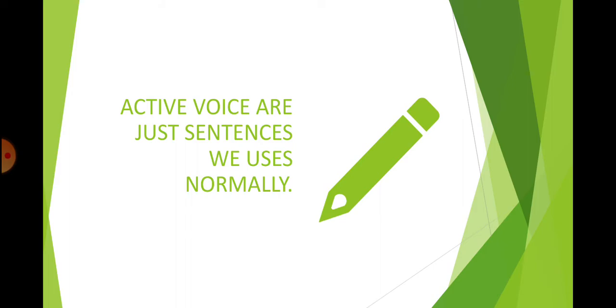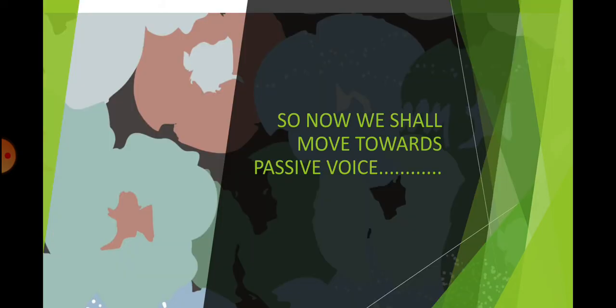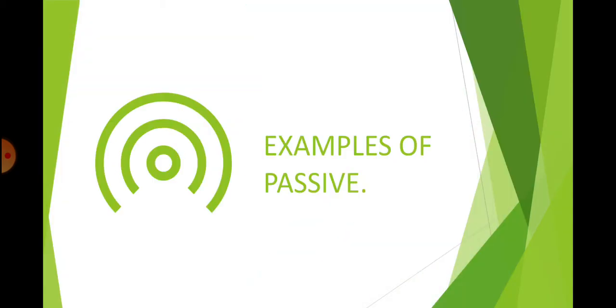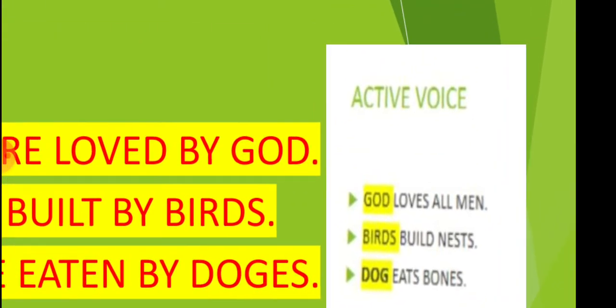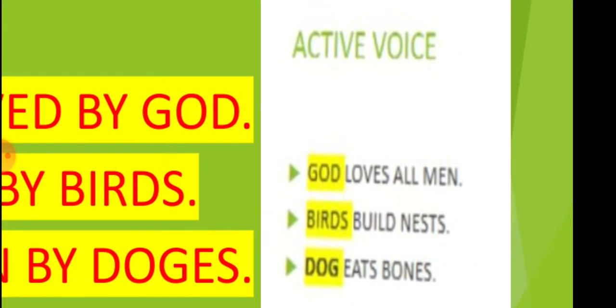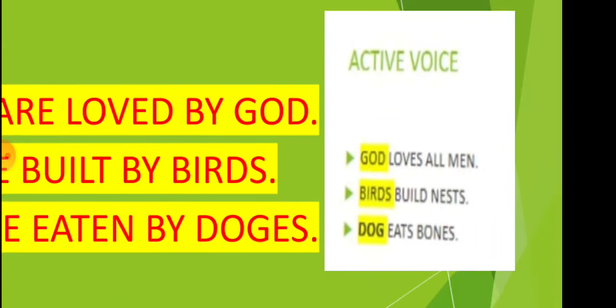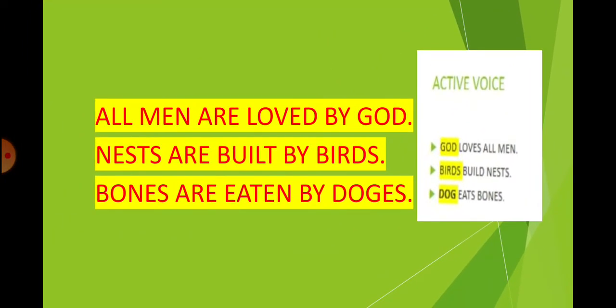Now the next thing is that active voice sentences are just the sentences we use normally. So these are just the sentences we use in our normal day. Now we shall move towards passive voice. Now first we have to see some examples. What are the examples of passive voice? So let's have a look at the active voice sentences which we just did. God loves all men. But the difference in passive voice is: all men are loved by God.